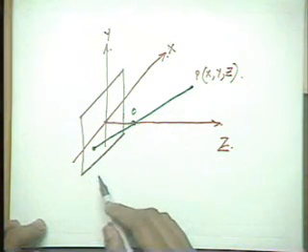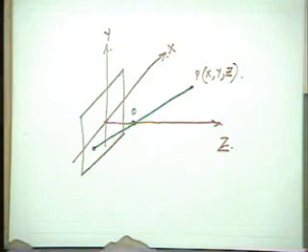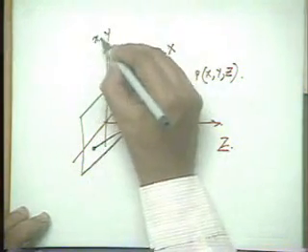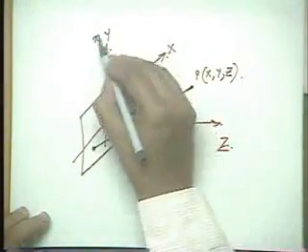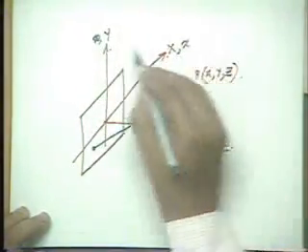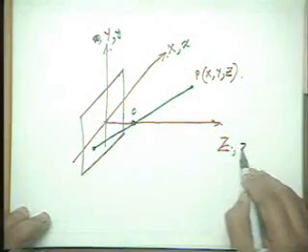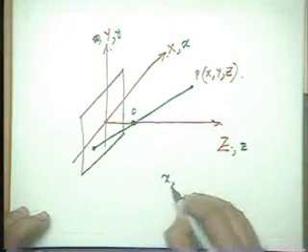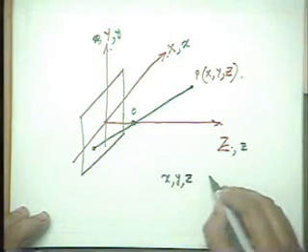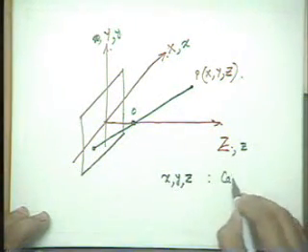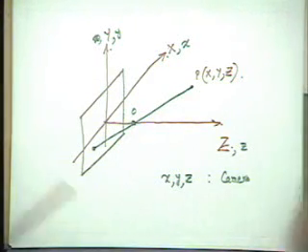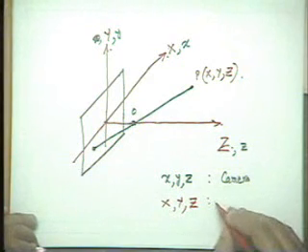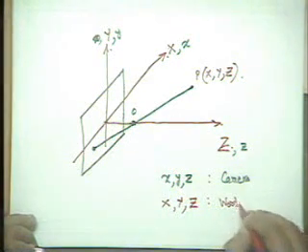Let us say that the coordinate system for the camera is written as small x, small y and small z. Supposing this is the coordinate system for the camera, and capital X, capital Y, capital Z are for the world coordinates.